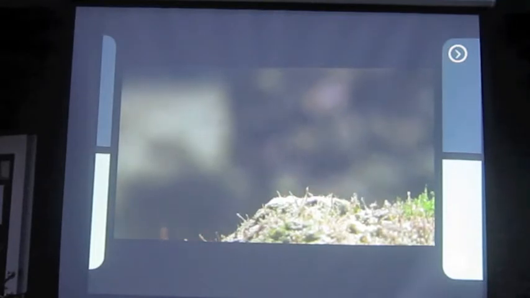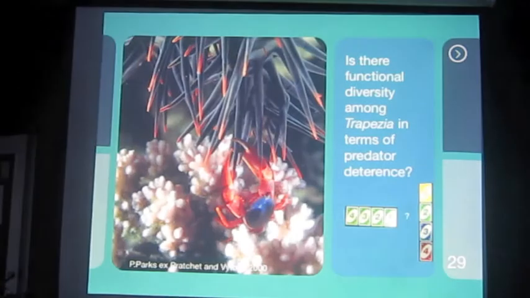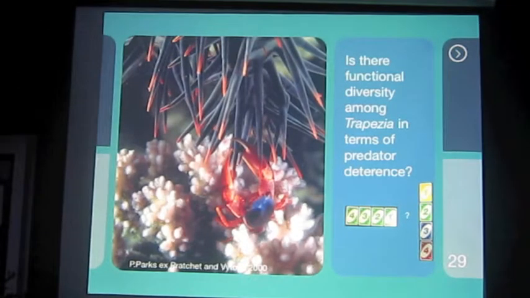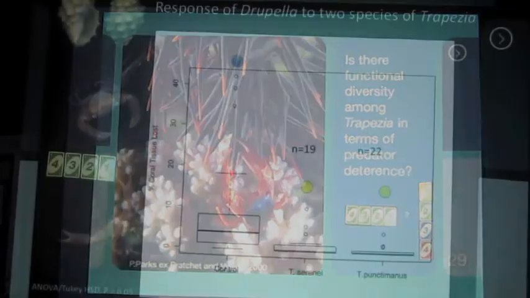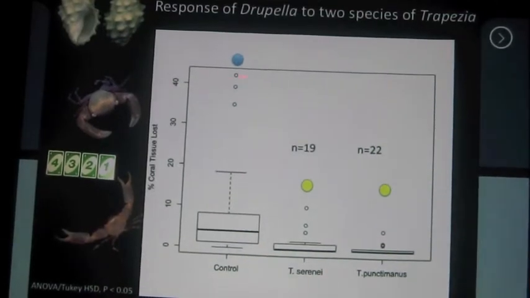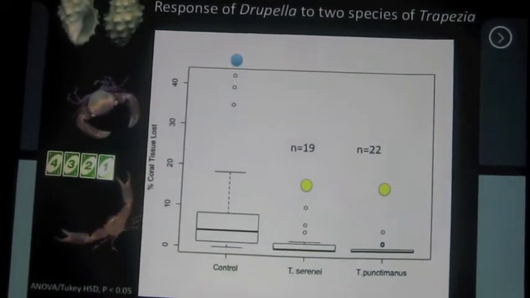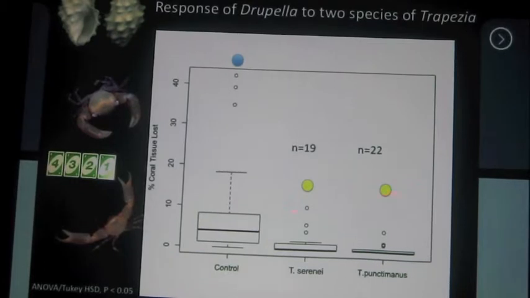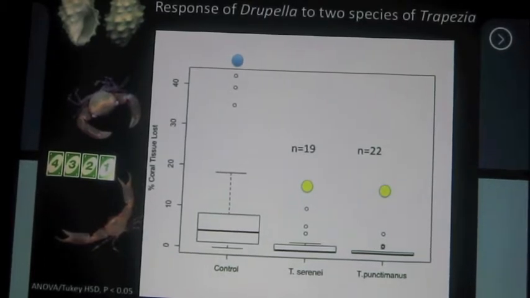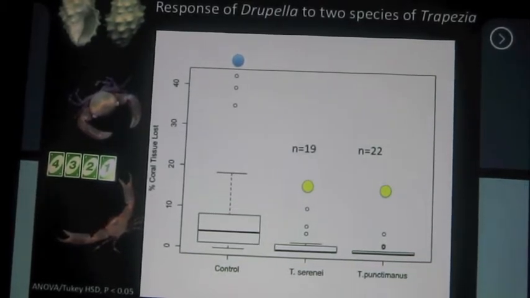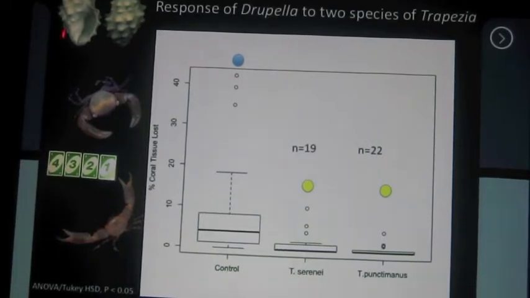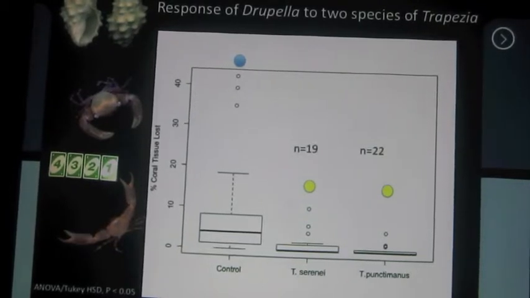So they're pretty cool. So I was curious if the same thing happens from the control, right? So we've got blue here and then yellow for both of these. So there was no difference between the two species of Trapezia, but Trapezia as a genus at this size level is very effective at repelling Drupella, so keeping the snails away from their host corals.